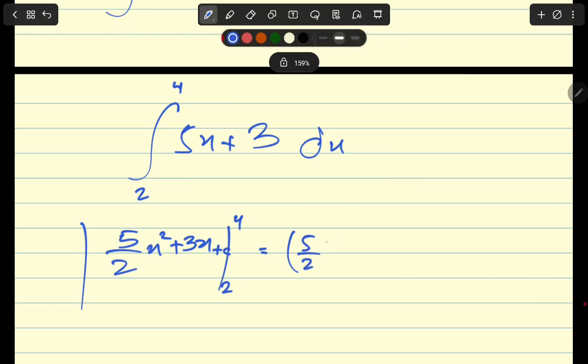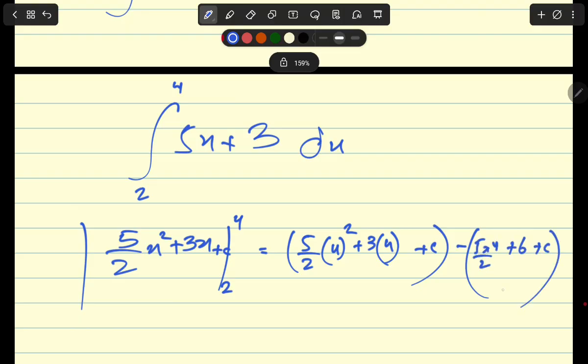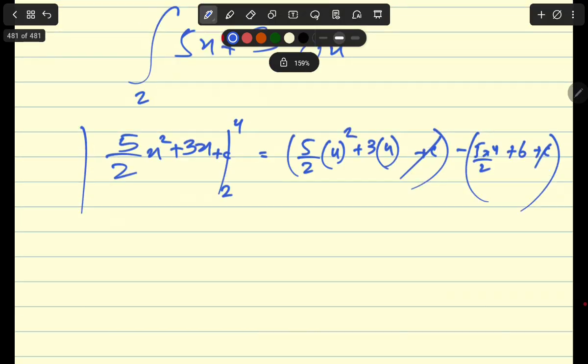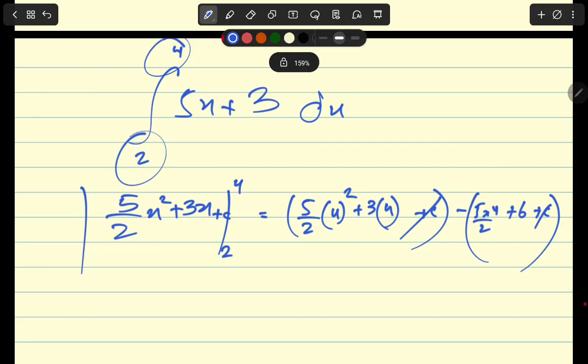So this is 5 upon 2, 4 square plus 3 times 4 plus c, and then minus, you put 2 now. So this becomes 5 into 4 over 2 plus 6 plus c. So can you see that this c and this c get cancelled? Hence, in definite integrals, which means when there is a limit, you do not put a c, right? Because definite integrals ask something different.